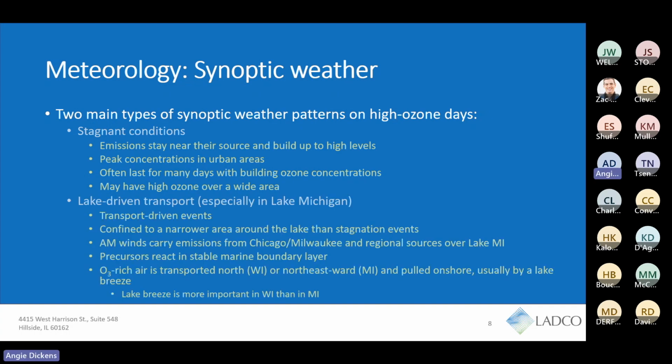And then the other type, of course, is lake-driven transport, which is especially important in Lake Michigan. Transport-driven events, like what we saw where transport was most important in the northern part of Lake Michigan, tend to lead to episodes where we have high ozone confined to a more narrow area right around the lake, where stagnation events can be much more widespread. We have morning winds that carry emissions from Chicago, Milwaukee, and other regional sources out over the lake. Then those precursors react in the stable marine boundary layer, move northward, and are pulled onshore, usually by lake breeze. So these are the overall synoptic weather patterns.